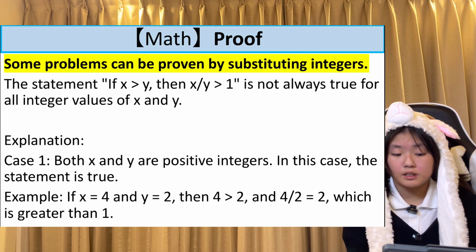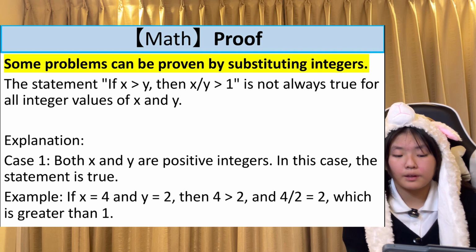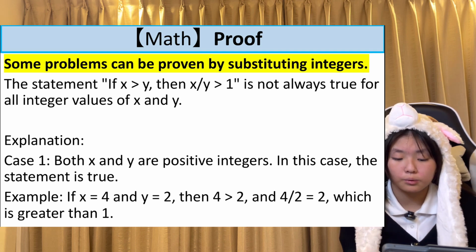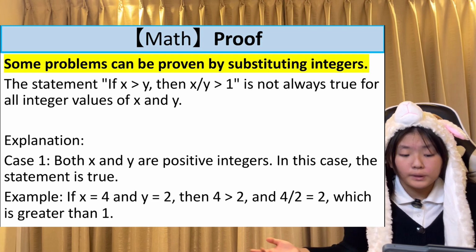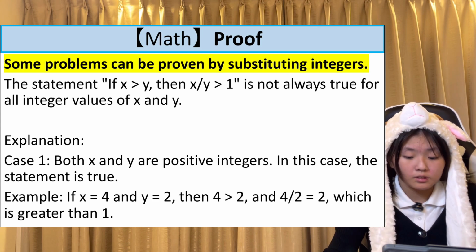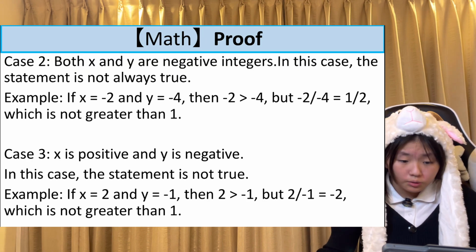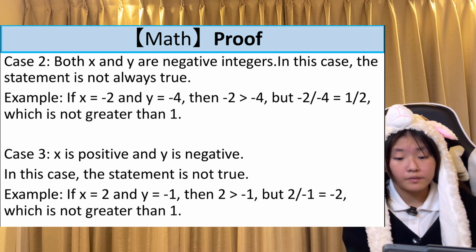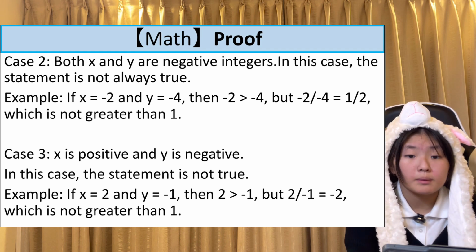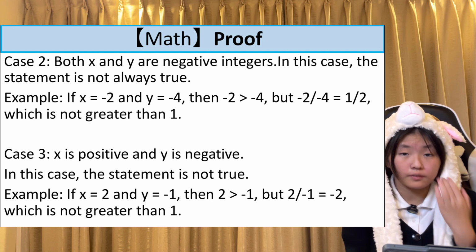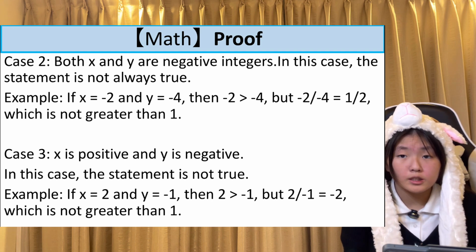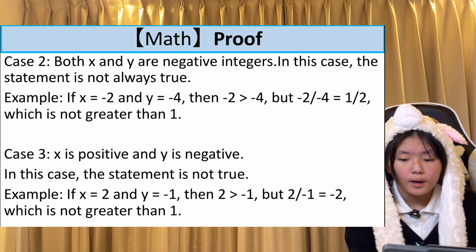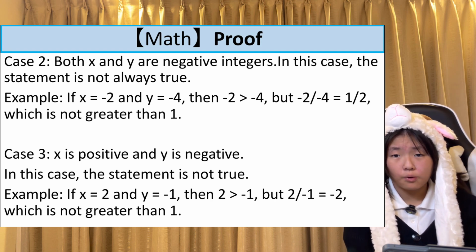In this case, the statement is true because, for example, if x equaled 4 and y equaled 2, then 4 is greater than 2, and 4 over 2 is 2, which is greater than 1, which is obviously true. But in case 2, both x and y are negative integers. In this case, the statement is not always true. For example, if x equaled minus 2 and y equaled minus 4, then minus 2 is obviously greater than minus 4, but minus 2 over minus 4 is a half, which isn't greater than 1.